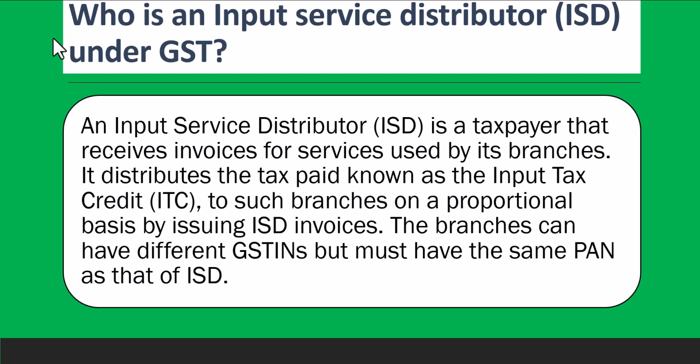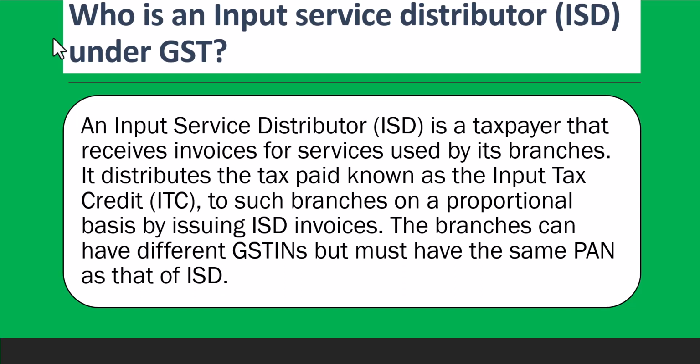Yes, sir. So an input service distributor is a taxpayer that receives invoices for services used by its branches. It distributes the tax paid, known as the input tax credit, to such branches on a proportional basis by issuing ISD invoices. The branches can have different GSTINs but must have the same PAN as that of the ISD. So the rule is that the ISD distributor can raise invoices only to its own branches because they will have the same PAN. A company will have only one PAN, but will have different branches and different GSTN numbers.